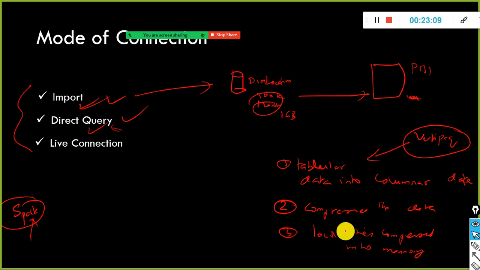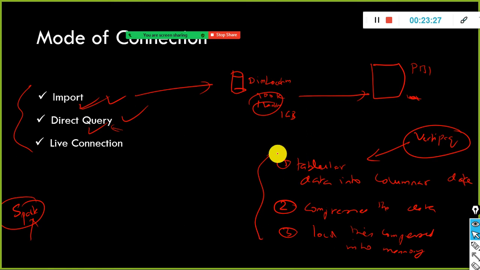It carries out 3 steps. In the import mode, it will convert your tabular data into columnar data, then compress the data, and then load this compressed data into memory. Since it compresses the data, it will not consume too much memory. It will consume less memory.